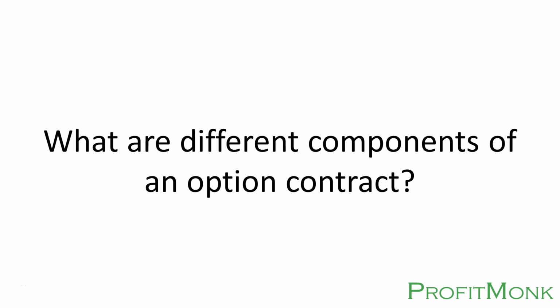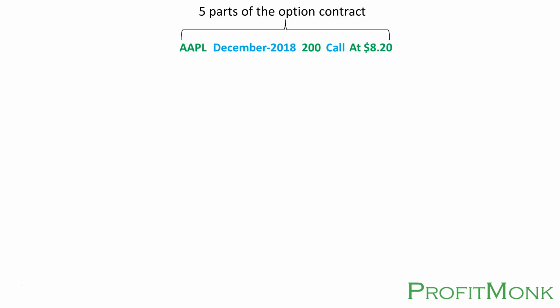We are less than 5 minutes into this and you are very quickly going to learn about the different components of an options contract, what they are and how you can use them. So there you go. There are 5 parts of the options contract, and they are right in front of you. So that's what it is about. Now, what are those 5 parts?